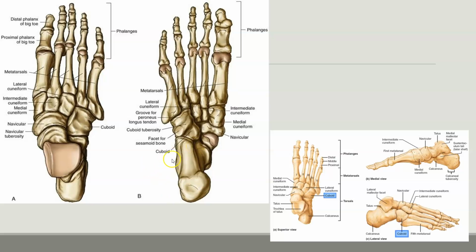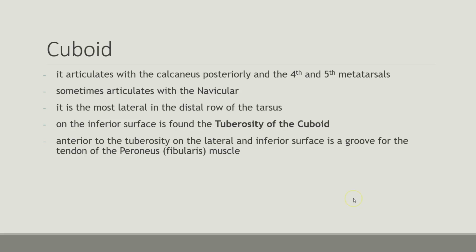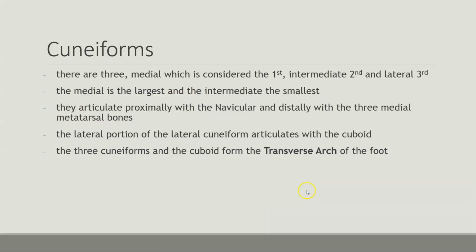So it starts way over here on the fibula and crosses all the way over to the big toe. So we say anterior to the tuberosity, on the lateral and inferior surface is a groove for the tendon of peroneus longus. Next are the 3 cuneiforms.